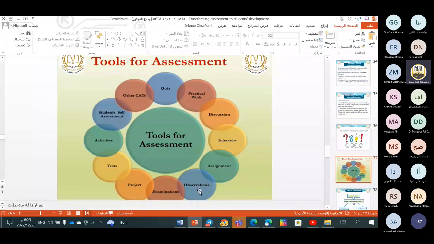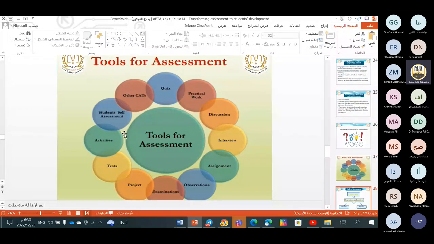Observation is very important when you explain a lesson. You can observe whether your students understood the topic of the lesson or not by eye contact, by discussion, by many means. Also examinations: a quiz is a short examination, maybe at the end of the unit. A project also, tests, activities, and student self-assessment. They can assess themselves. So those are some tools.